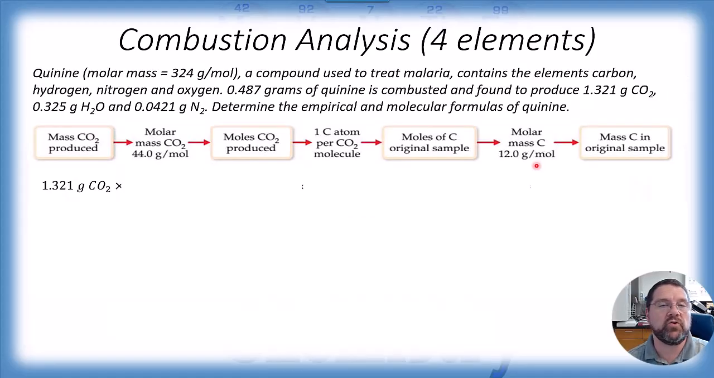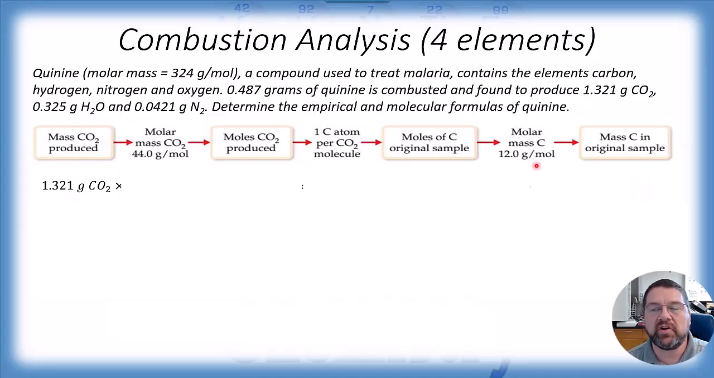Okay? If we can do it for 2 elements, we can do it for 3 elements, we could even do it for 4 elements, depending on what's provided. So here we take the compound quinine, which was used to treat malaria. And we're also told its molar mass, which is interesting. We haven't seen that before. We'll see if we need it or not.